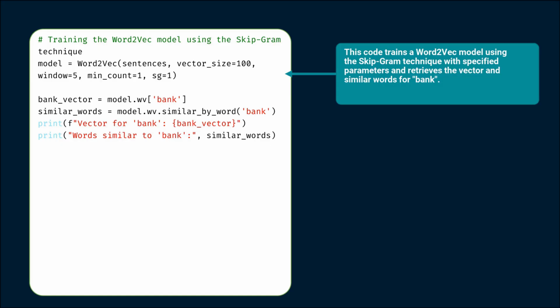Next up, let's retrieve the vector for the word bank and discover words that are contextually similar. To get this specific vector, we'll use model.wv['bank']. And for identifying other similar words, we'll use model.wv.similar_by_word('bank'). This function identifies other words based on cosine similarity, showcasing how our model understands contextual relationships within the dataset. This powerful functionality really highlights the core strengths of Word2Vec in semantic search.